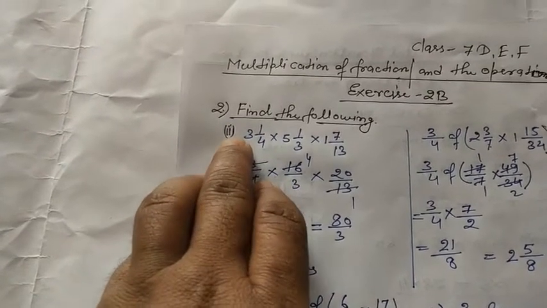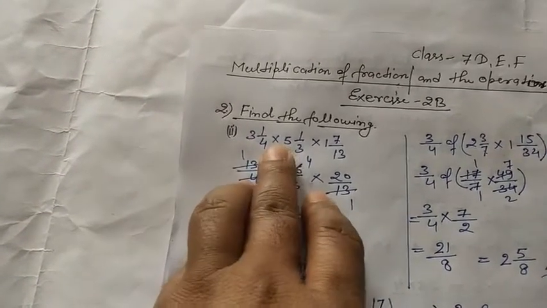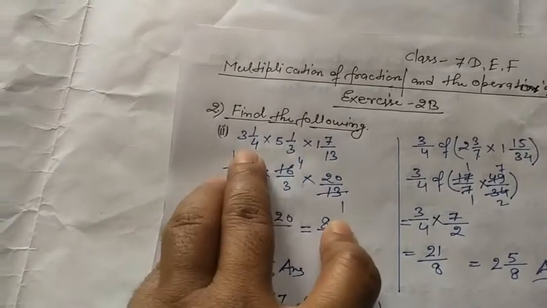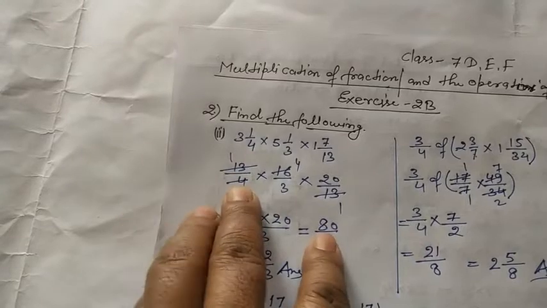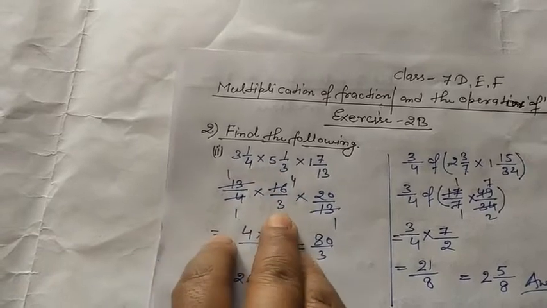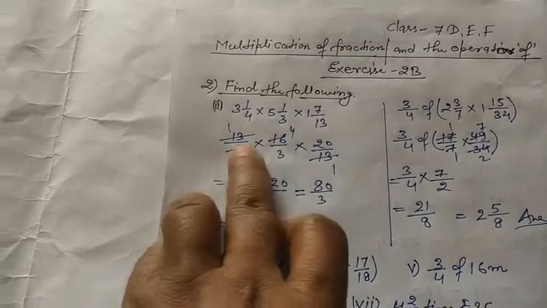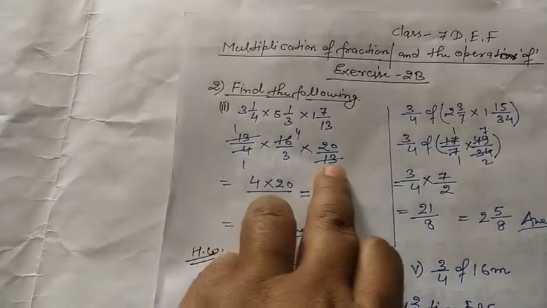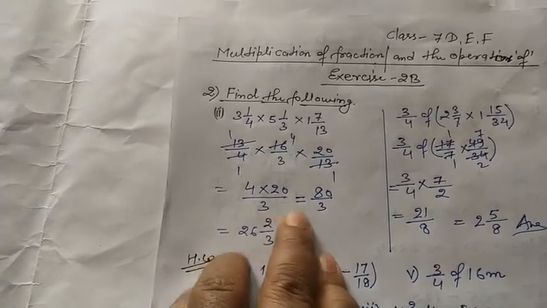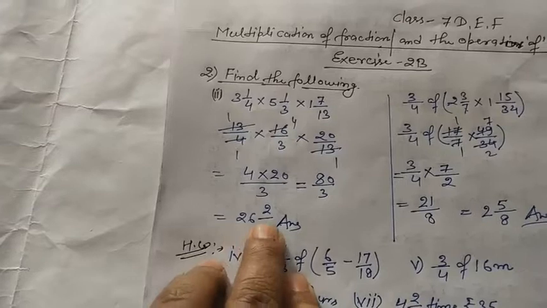Question number 1. Find the following. It is given that 3 whole 1 by 4 multiplied by 5 whole 1 by 3 multiplied by 1 whole 7 by 13. First of all we have to change these fractions into improper fractions. When we simplify this one, it gives 13 upon 4 into 16 upon 3 into 20 upon 13. Now 16 cancelled by 4 gives 4. 13 cancelled by 13. So now in the numerator remain only 4 into 20 upon 3, and this gives 80 upon 3. When we change it into the mixed fraction, it gives 26 whole 2 by 3.